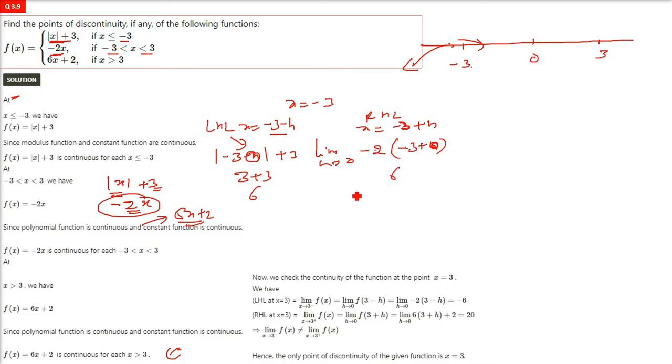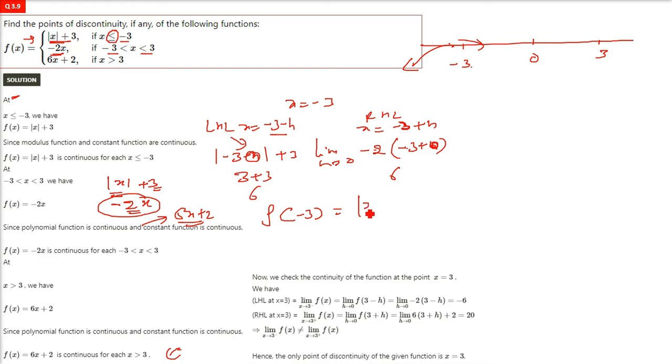Okay. The left hand limit and right hand limit, they are equal. Now equality sign is at mod x plus 3. So let us check it. The value of the function at negative 3, it is mod x plus 3. So mod, put minus 3 here.